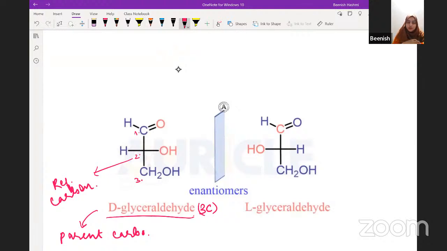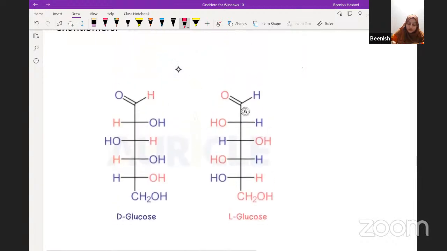So it was because of this reason that in the definition we say there is a difference in orientation of hydroxyl and hydrogen in the reference or penultimate carbon, because glyceraldehyde is considered the parent carbohydrate and it only has a reference carbon. But if we see other carbohydrate structures which have more than 3 carbons, there is a difference in orientation in other carbons as well.